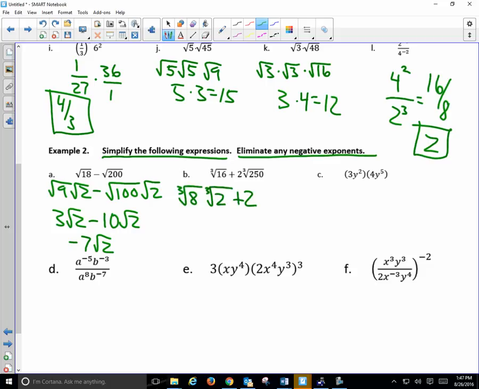Plus 2 times the cube root of, what divides evenly into 250? 125 is a perfect cube. So it looks like I get the cube root of 2 to pop up. And that'll be my radicand, 2. Cube root of 8 is 2, so 2 cube roots of 2 plus cube root of 125 is 5 times 2 is 10 cube roots of 2. I get 12 cube roots of 2.